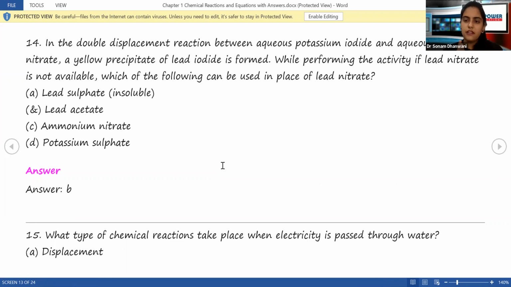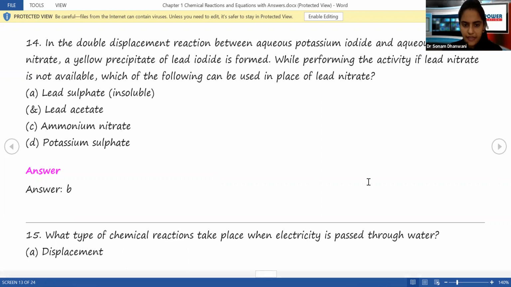ठीक है, तो अगर lead nitrate is not available, then it is going to be the lead acetate that is going to be used in the double displacement reaction. Just keep this in mind. Double displacement है, उसमें क्या क्या involve हो रहे हैं products? पोटेशियम आयोडाइड का reaction है with lead nitrate, and lead nitrate की जगह पे हम lead acetate भी use कर सकते हैं. ठीक है, are we clear with this? Yes. Now going ahead.